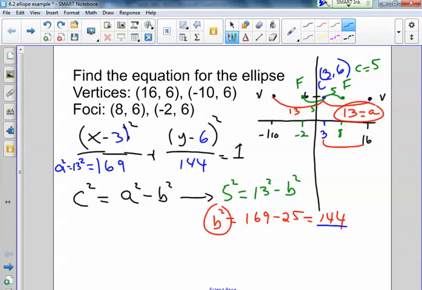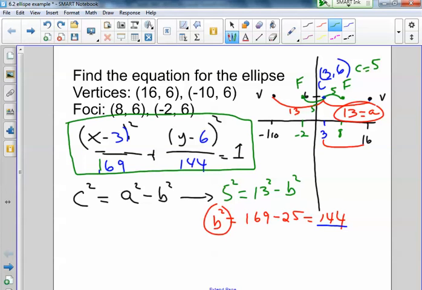So my equation for the ellipse from this is going to look like this: x minus 3 squared over 169 plus y minus 6 squared over 144 equals 1. That's my equation of the ellipse when you know the vertices and focus points.